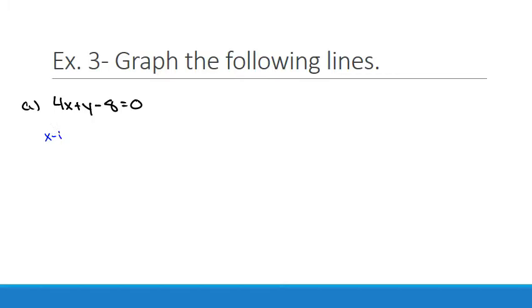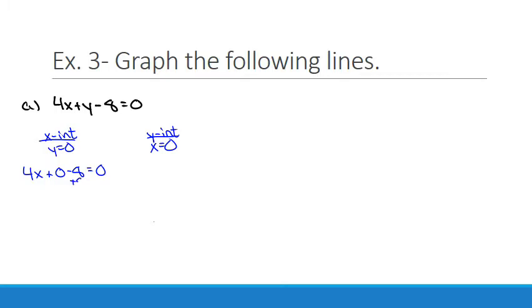There are other ways to do it, but I think this is just straightforward. We could also convert the form like I was kind of referring to before. If I put this into slope point, I could graph it like a slope point equation, but let's leave it as is. Let's go. So 4x plus 0 minus 8 equals 0.